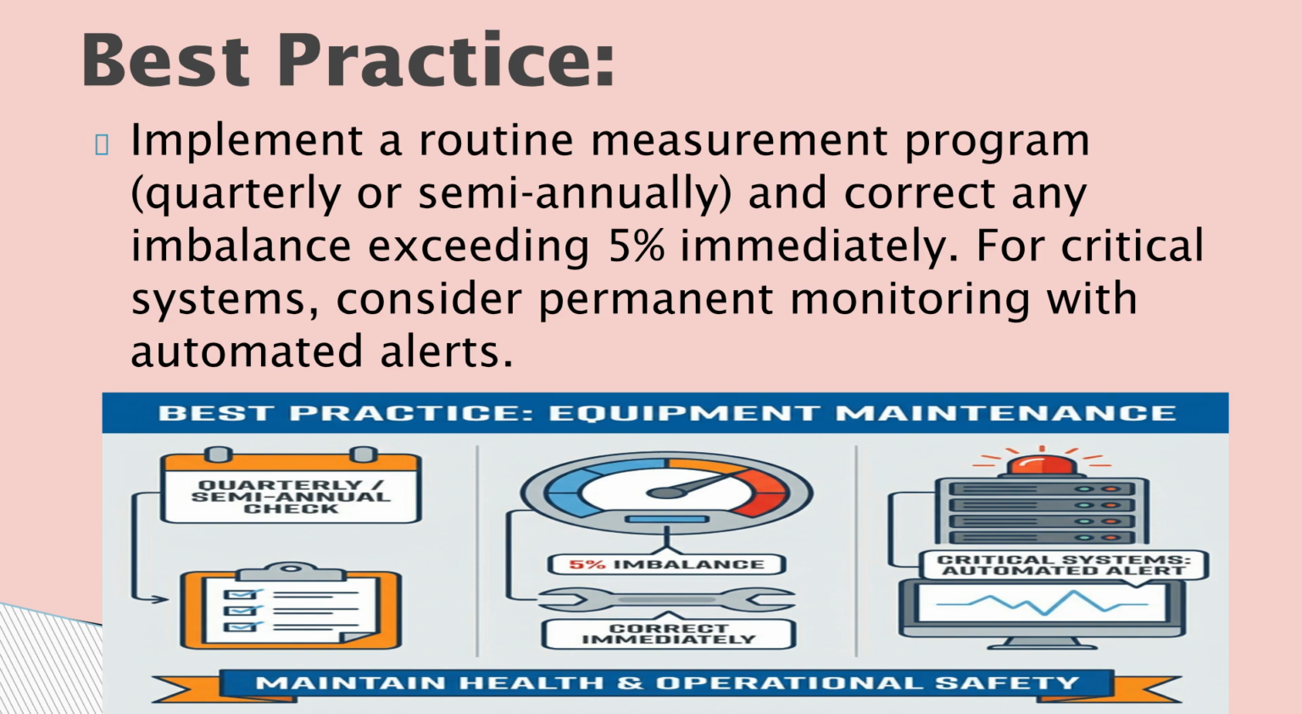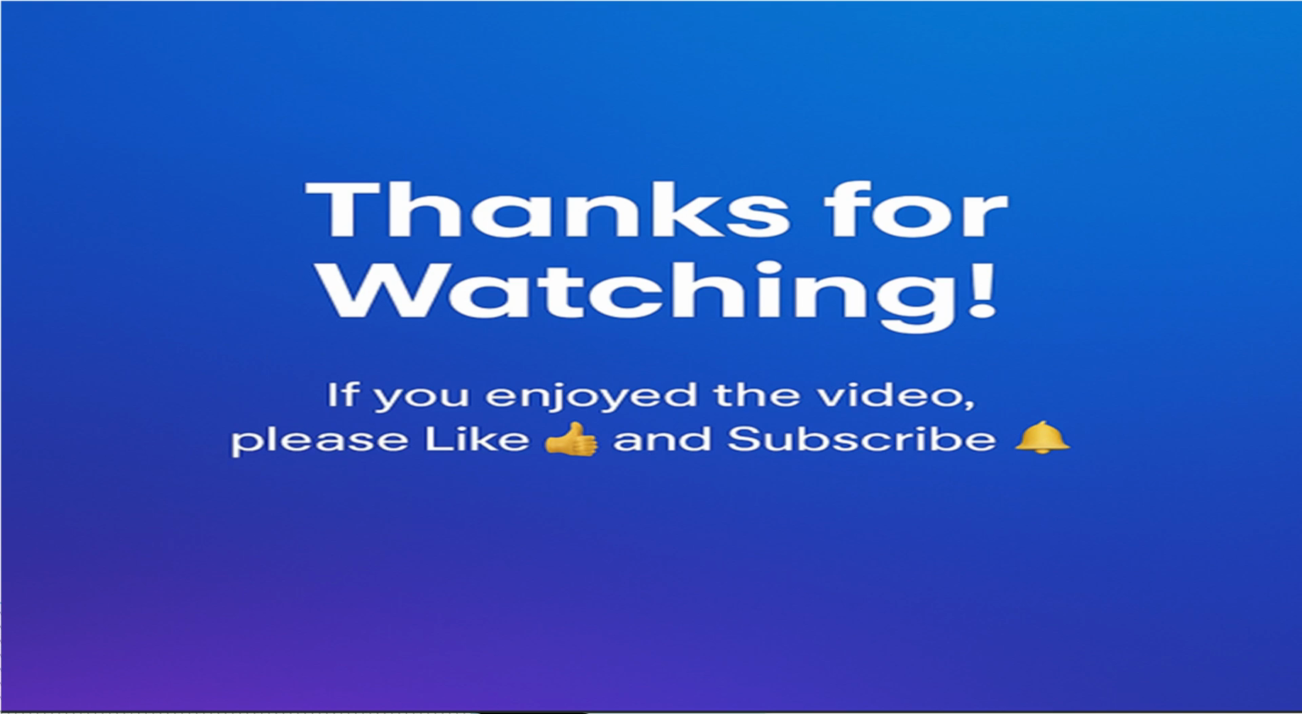The best practice is to implement a routine measurement program, quarterly or semi-annually, and immediately correct any imbalance exceeding 5%. For critical systems, consider permanent monitoring with automated alerts to maintain health and operational safety. Thank you for watching this video on the effects and management of unbalanced currents. Maintaining balance is crucial for system efficiency, longevity, and safety.